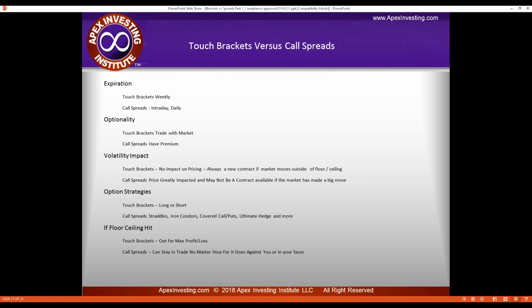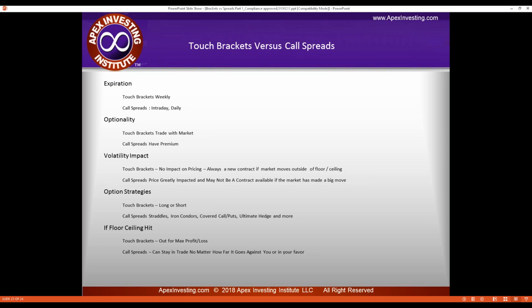Optionality. Touch brackets trade with the market. There's no optionality there, there's no premium there. Call spreads have premium. Maybe you don't understand premium, or how to trade premium, and you want to just mimic the market more. Well, then you might be looking more at touch brackets. Some of you fully understand premium and optionality and know how to trade it. Again, there are also some different market conditions where you could take advantage of premium and actually collect premium. We'll talk about that.